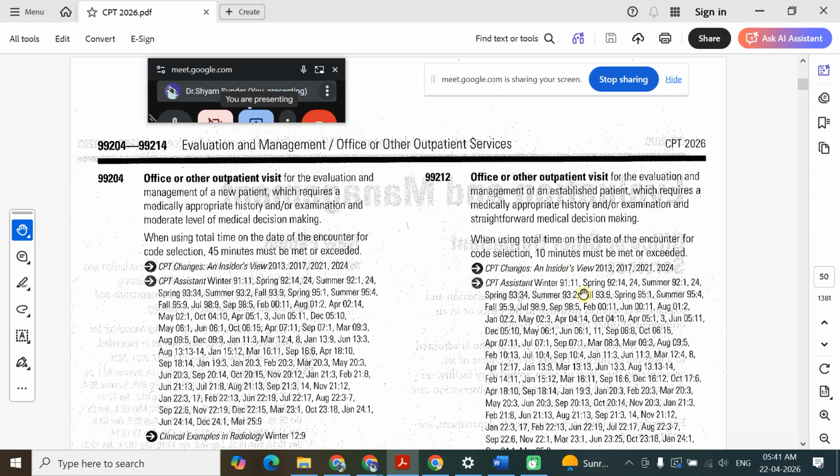Now the physician has two options. He has a choice whether to bill on MDM or time. Yes, the payer has given full freedom to the physician. You can bill either based on MDM or bill based on time, but it has to be reasonable. So that's the only requirement to bill.